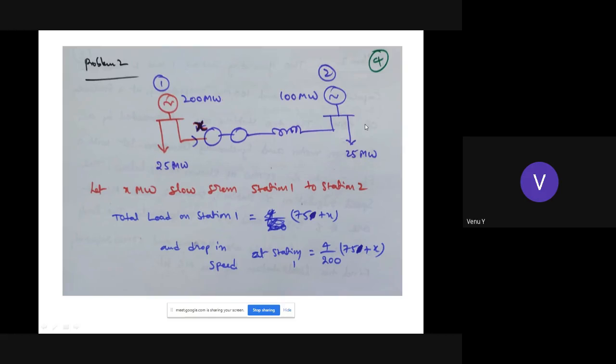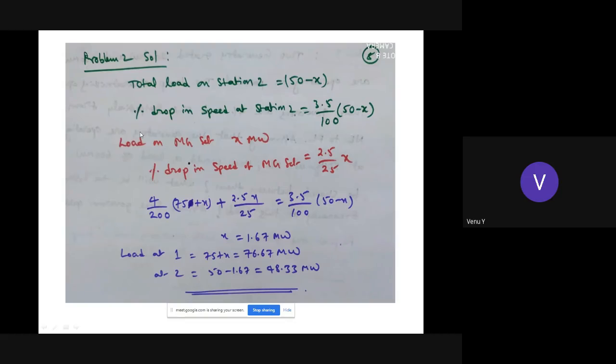The load on station 1 is 75 megawatts. The load on station 2 is 50 megawatts. You note down that point. Here 25 megawatts have been shown, but you change that value. Let x megawatts be flowing from station 1 to station 2, so the load on station 1 is 75 plus x, and the corresponding variation is 4 by 200 into (75 plus x). Similarly, load on station 2 is 50 minus x, therefore 3.5 by 100 into (50 minus x).